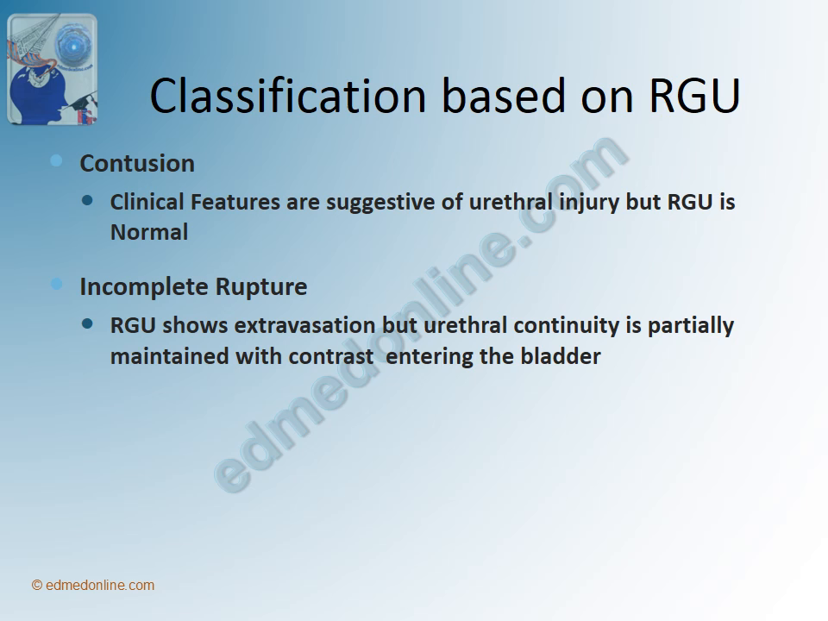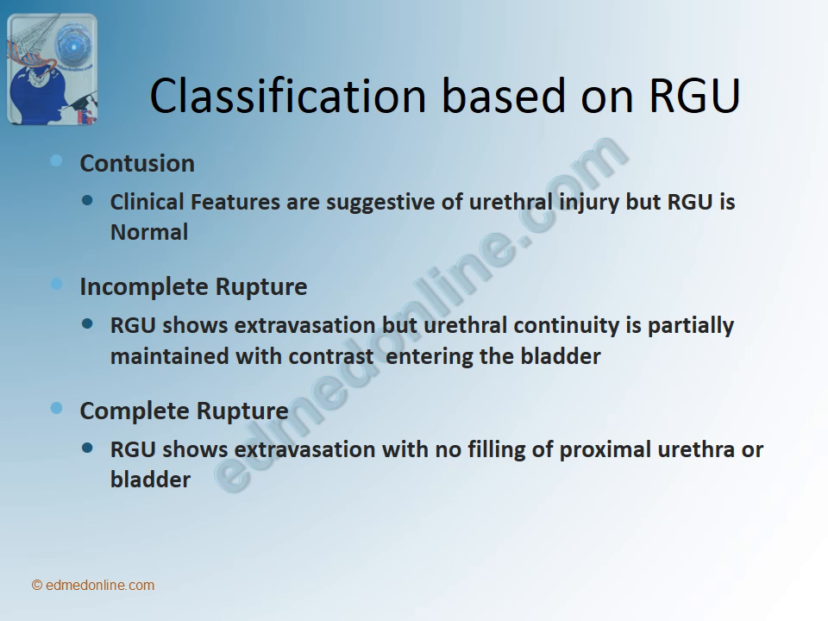Incomplete rupture is when a retrograde urethrogram is showing extravasation of the contrast, but there is maintenance of the urethral continuity, which is shown by the fact that some contrast is entering into the bladder. And the third is a complete rupture, where an ascending urethrogram or a retrograde urethrogram shows total extravasation, with no filling of the proximal urethra or bladder.